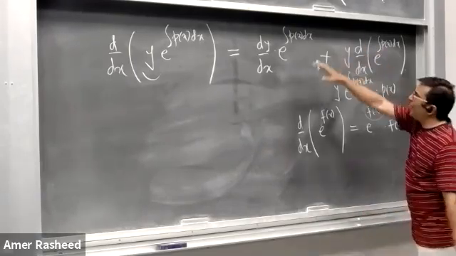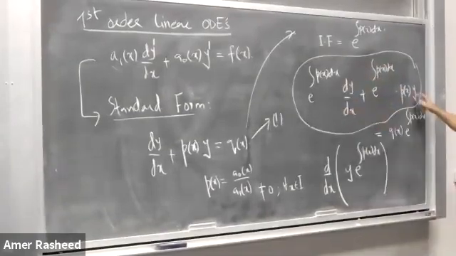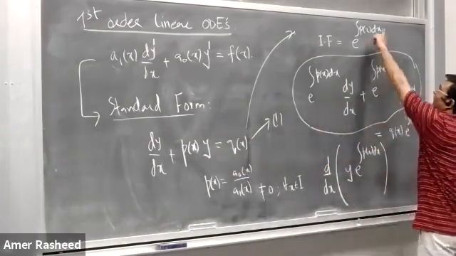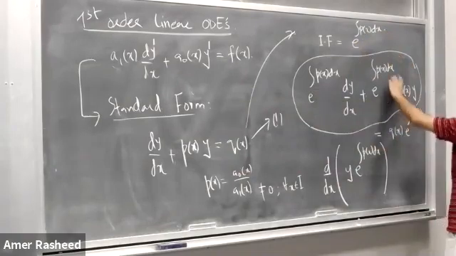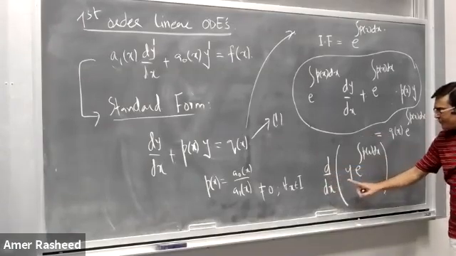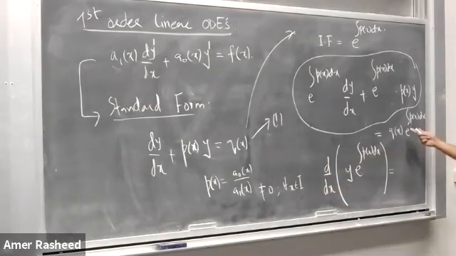Now, what do we obtain here? This is exactly equal to the left hand side we had here. It means the left hand side of this differential equation, after multiplying this factor, will become the derivative of the product of y into e raised to the power integral p of x dx. And the right hand side would remain q of x e raised to the power integral p of x dx.